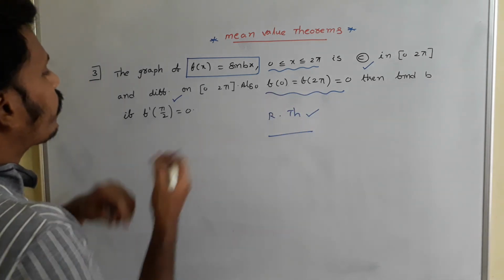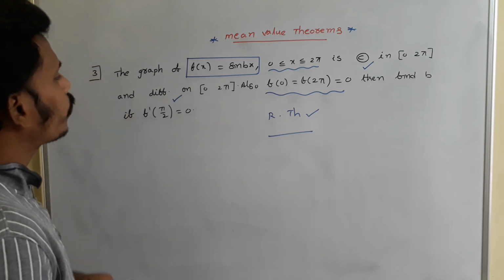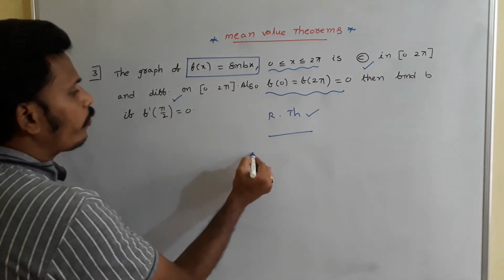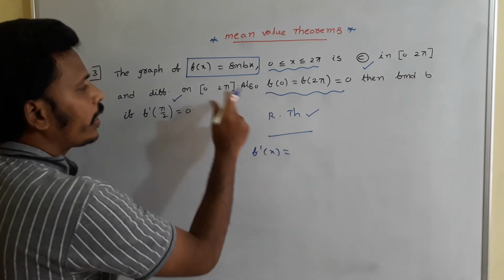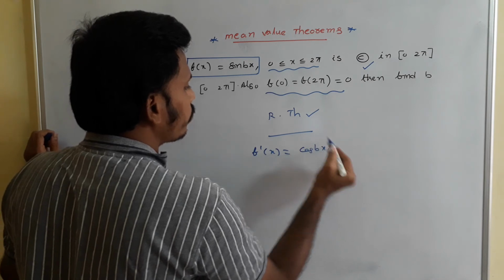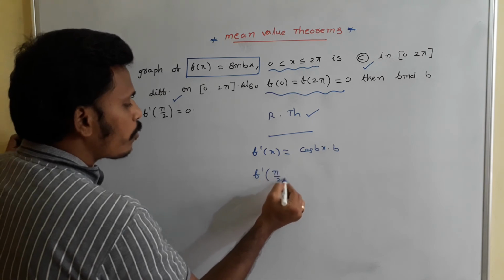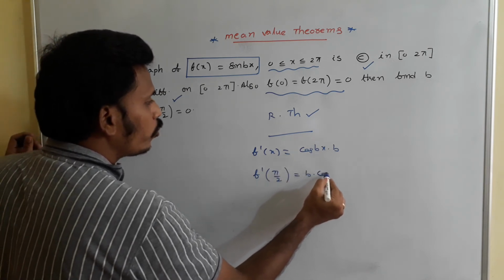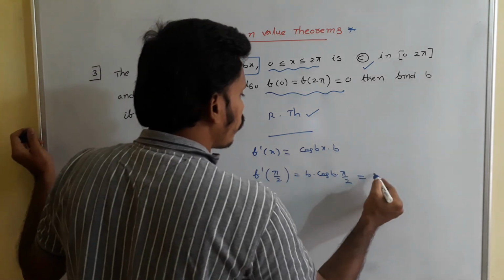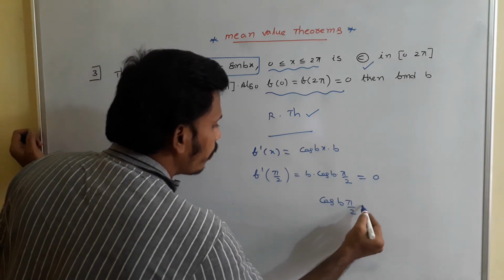Then find b if f dash of pi by 2 equals 0. That's the thing. See, f of x equals sine bx. Then what do you say about f dash of x? Derivative of sine bx is cos bx into b. And as they mentioned, f dash of pi by 2 is 0. So f dash of pi by 2 is b into cos of b into pi by 2, and that is given as 0. Since this equals 0, cos b pi by 2 equals 0.